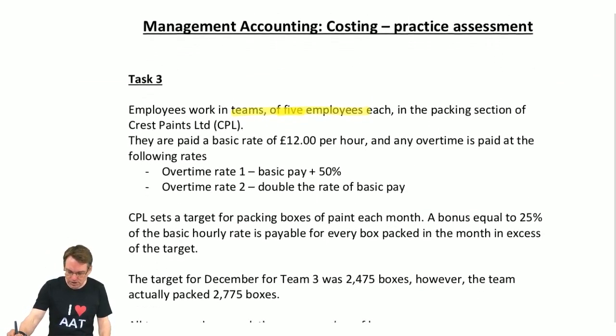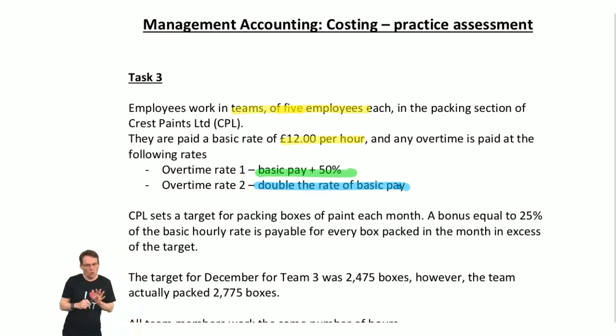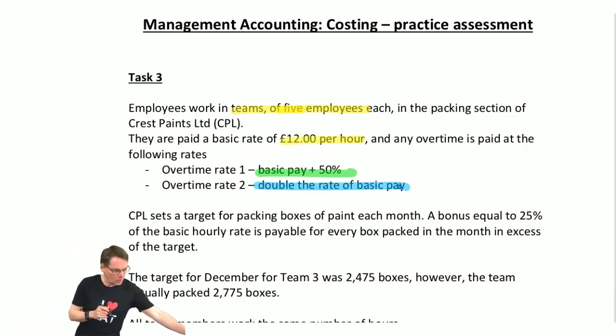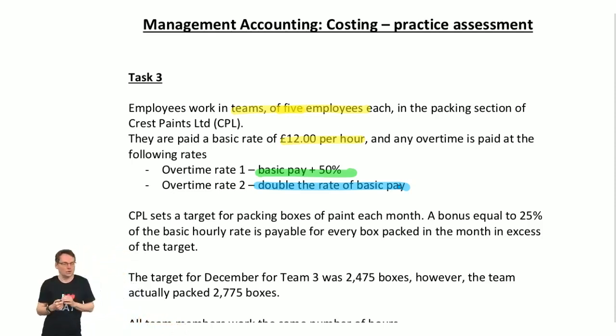I am also told their basic rate, which is £12 per hour. And I'm also told on top of that, that there are 2 different overtime rates. So I will need to know how many hours we have at the basic rate, and how many hours we have at each of the overtime rates. Otherwise, I won't be able to work out how much it is altogether.